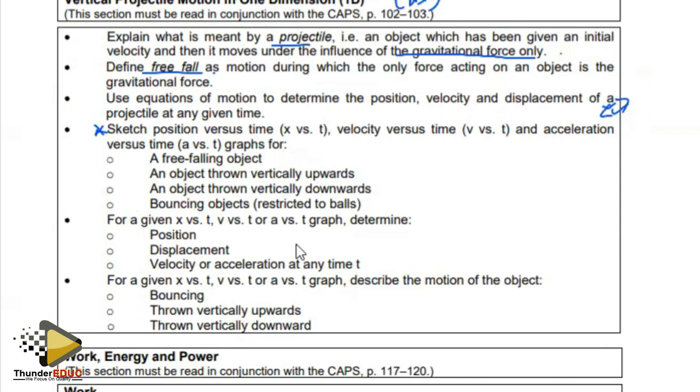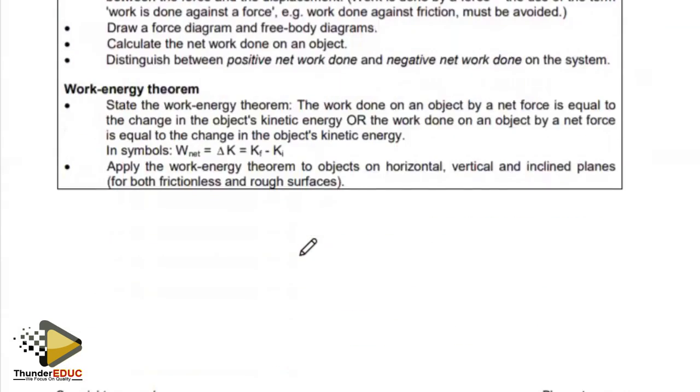So we need graphs for a free-falling object, for an object that is thrown upwards, an object that's thrown downwards, and an object that is bouncing. From the graphs, we also need to know how to determine the position, the displacement, the velocity or acceleration at any time. Then still from the graphs, we need to look at the motion of bouncing and thrown vertically upwards, and then basic.